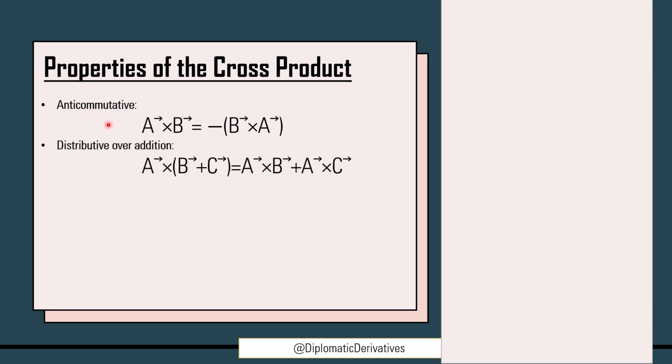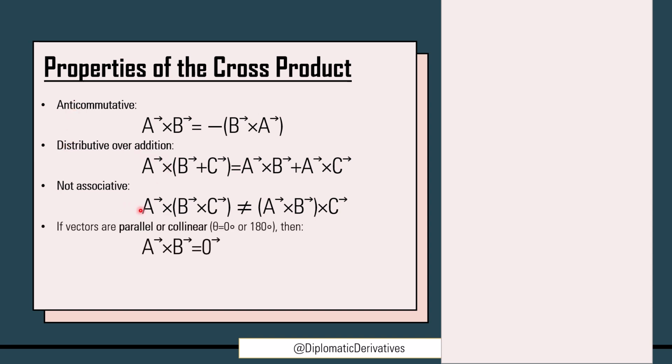Then we have distributive over addition. Remember that, not multiplication, it's distributive over addition. A cross (B plus C) is equal to A cross B plus A cross C. Then it is not associative, which you have to remember, that A cross (B cross C) is not equal to (A cross B) cross C. So first it's anti-commutative, then it's distributive over addition, then it is not associative.